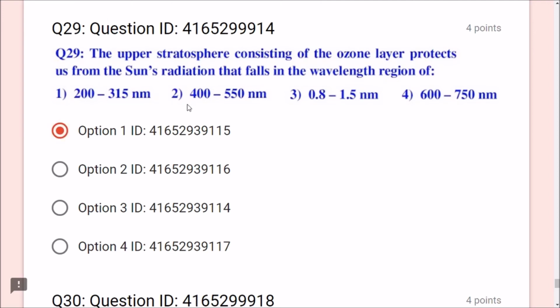What about these two? 400 to 550 nanometers. No, friends, this 550 comes into visible light, so this is not going to be correct. And what about this? 600 to 750 is nothing but visible light, so this is not the correct option, friends. So option number 1 is the correct option, friends.